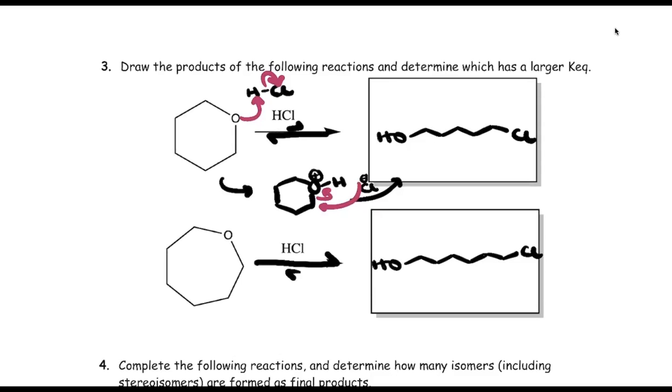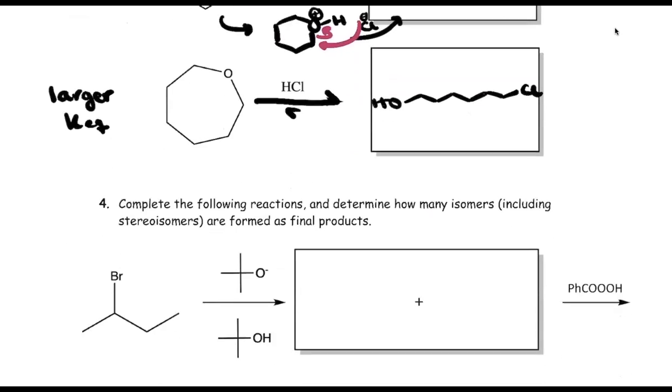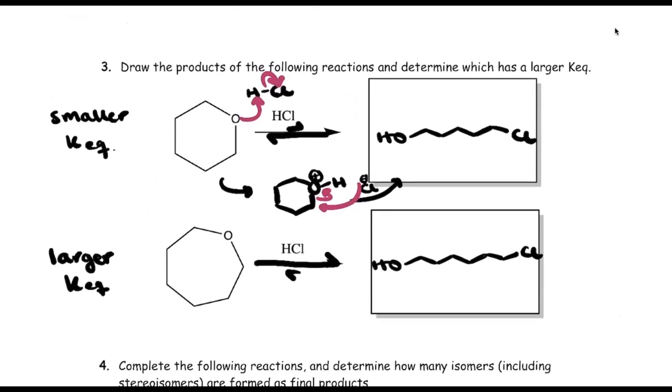We don't really like having a large ring, and we also don't like breaking stable rings. So that's why the bottom reaction would have a larger KEQ. And then this one would have a smaller KEQ. Cool. Any questions on this?